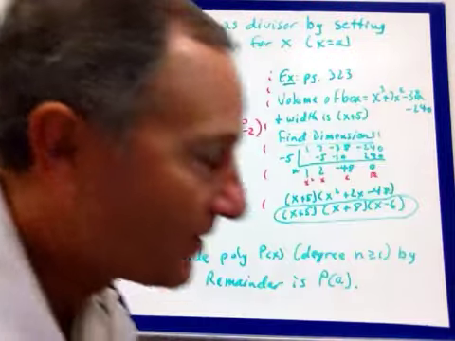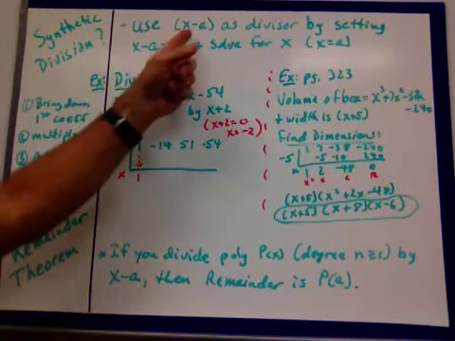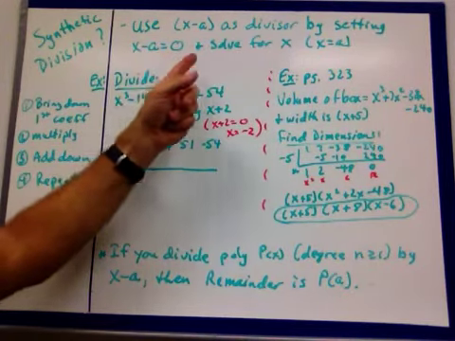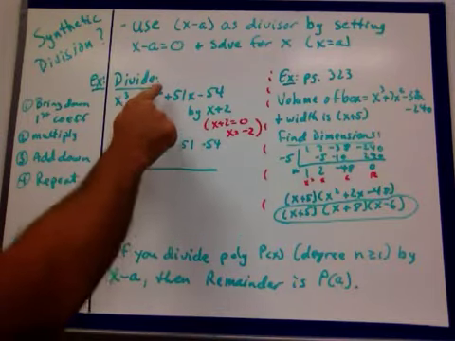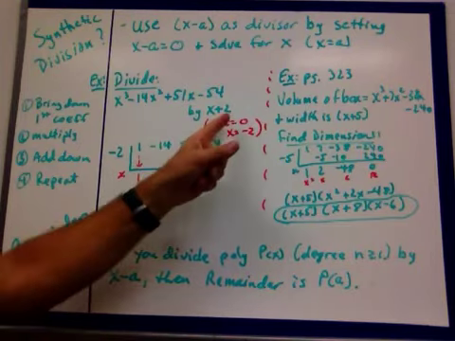Okay, the other method we're going to look at for dividing is synthetic division. Okay. In synthetic division, we use the x minus a as the divisor by setting it equal to 0 and then solve for x. So we're not actually going to divide the whole x plus 2 in it. In this case here, it would just be a negative 2. So x cubed minus 14x squared plus 51x minus 54 divided by x plus 2.